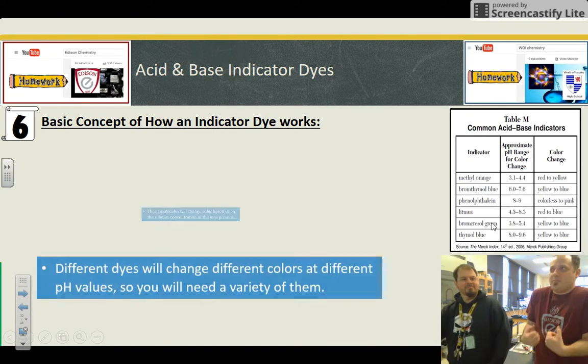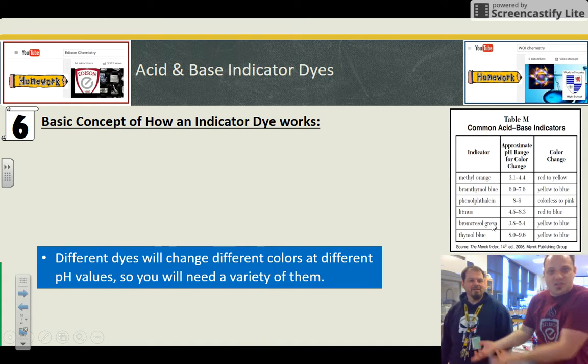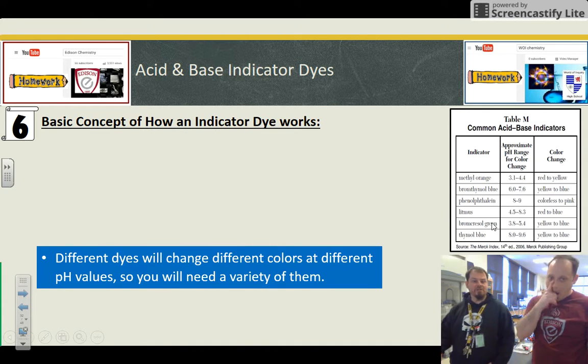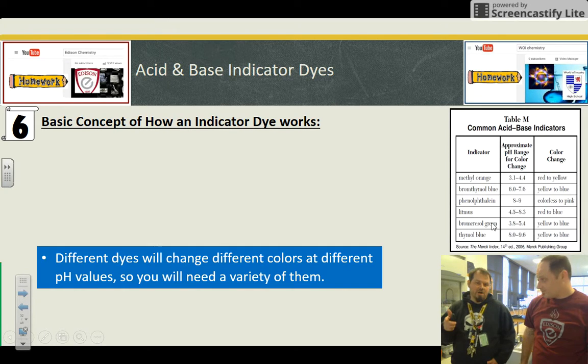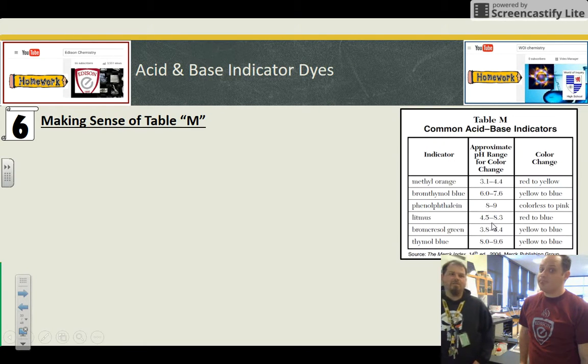So if it accepts H plus, it turns this color. If it donates an H plus, it turns that. Different dyes will do different things. We have to learn how to read this chart. This chart is really not clear once you get it, but it doesn't show you how to read it in the chart. That's why we have to teach you. We're going to teach you how to do this.